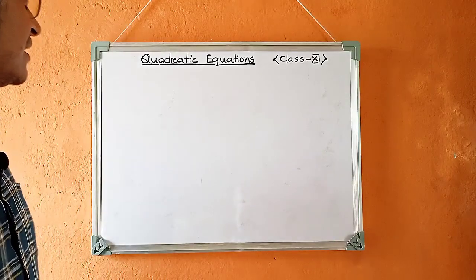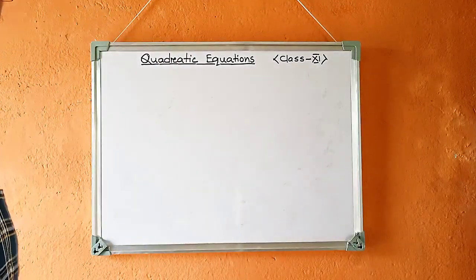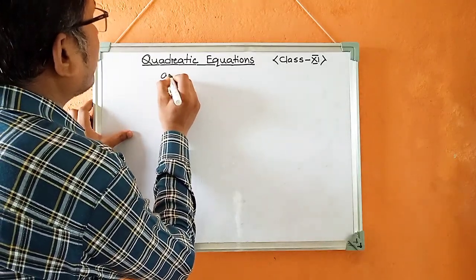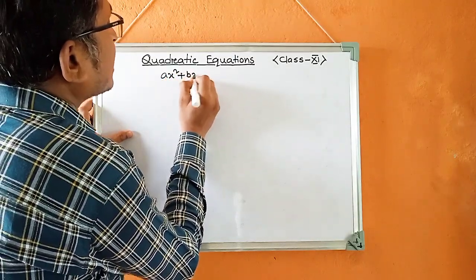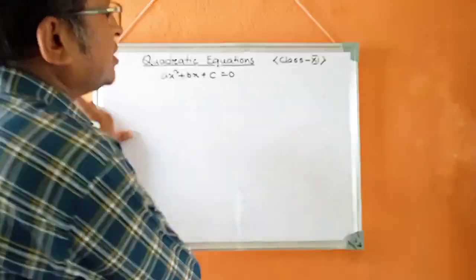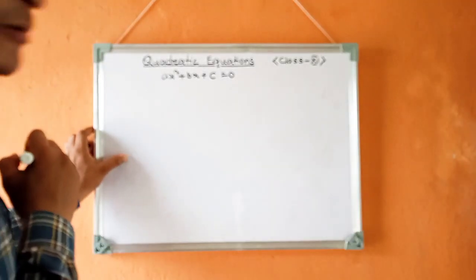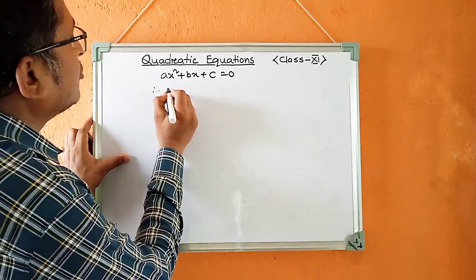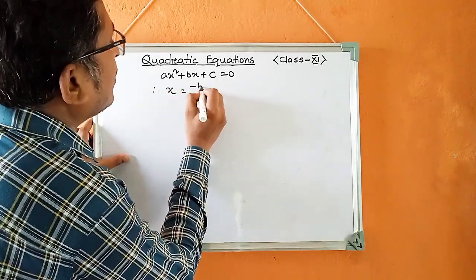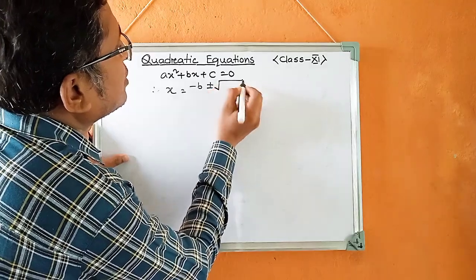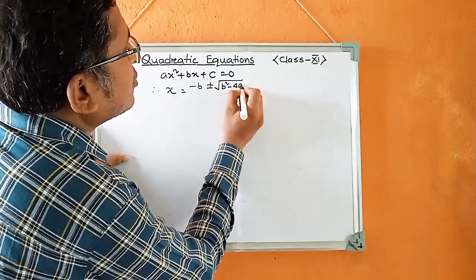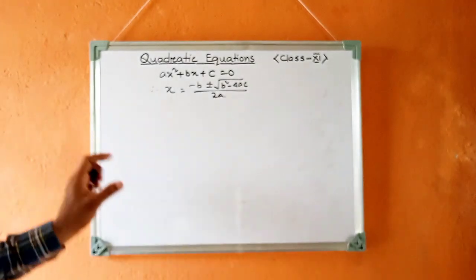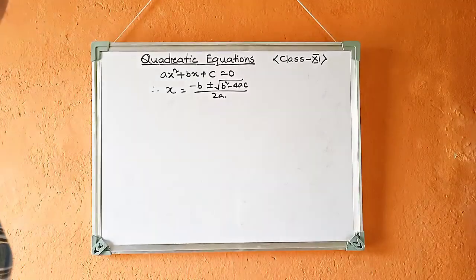Okay, let's start quadratic equation. So first of all, what is a quadratic equation? An equation written in the form of ax square plus bx plus c equal to 0 is called a quadratic equation. Now, after solving this equation by using the formula, we get x equal to minus b plus minus root over b square minus 4ac, divided by 2a. This is also named Sridhar Acharya's formula.